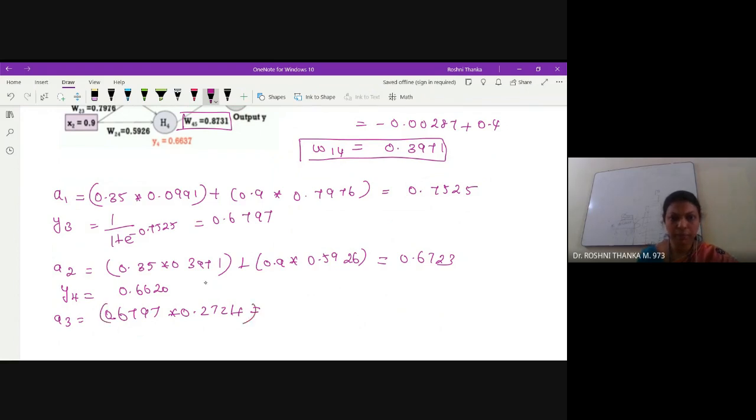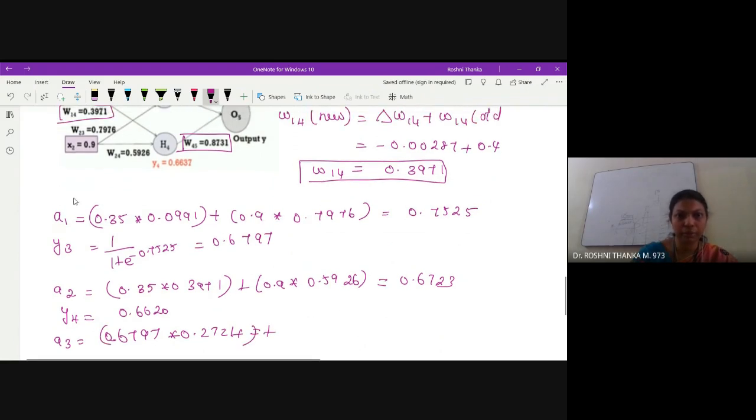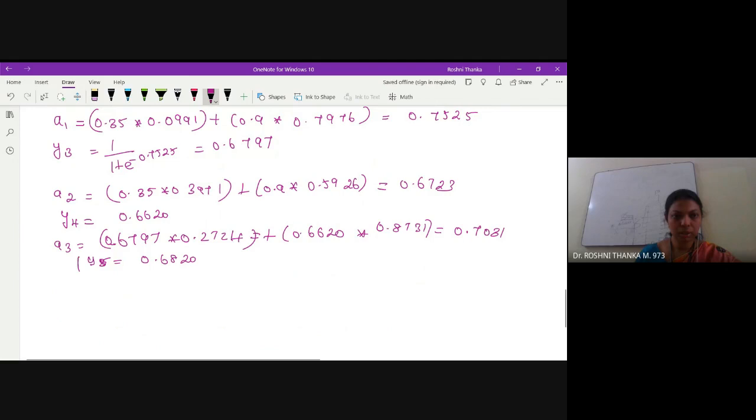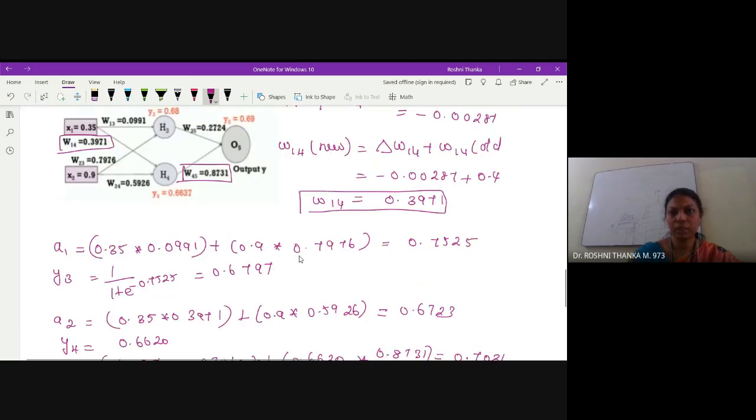Then plus one more thing you are getting from this output: 0.6620 into its weight 0.8731. So when you do it, you will get 0.7031. And then when you apply the activation function, that is Y5, you will get 0.6820. So this is the new output value which we got, Y5. This is the output which we will be getting for this.